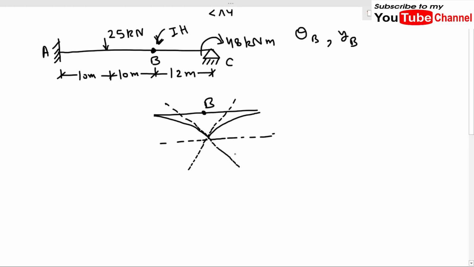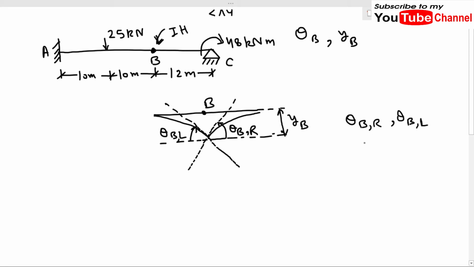So in this way, for internal hinge, we can have two slopes, which we will call theta B right and theta B left. And the deflection will remain the same, and we will call it delta B. So the important point which we have to remember is that for an internal hinge we have to find two slopes, theta B right and theta B left.